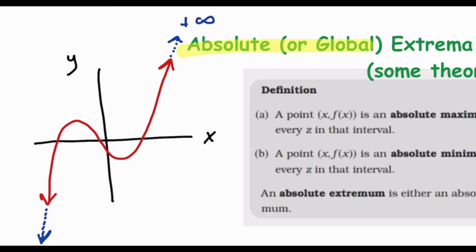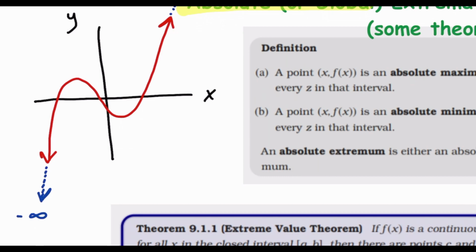So in terms of absolute maximum value of this function, it doesn't have an absolute maximum value. It's going to continue forever. Its absolute maximum is going to be positive infinity. Same with the absolute minimum. It's going to keep going down forever. There is no actual minimum value. It just extends to infinity.